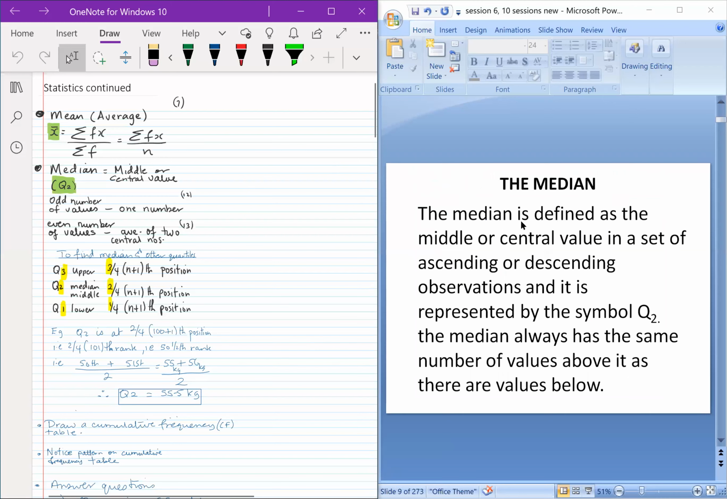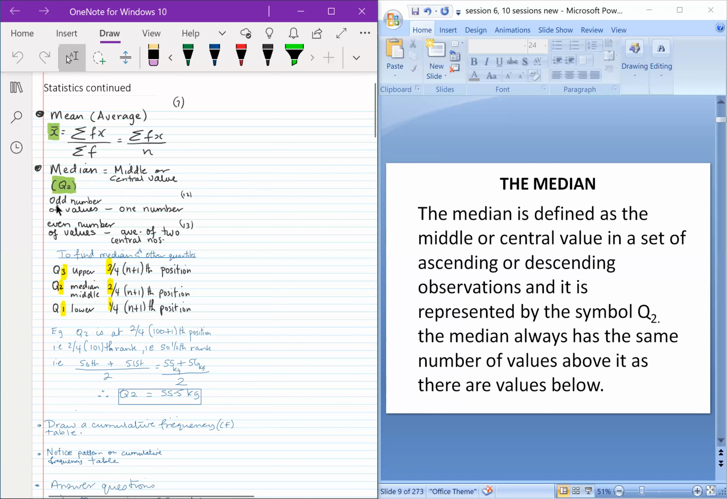And the median is really defined as the middle or central value in a set of ascending or descending observations. It is represented by the symbol Q2. The median always has the same number of values above it as there are values below it. Okay, so in a nice shortened way, median is known as Q2. It is the middle or central value.